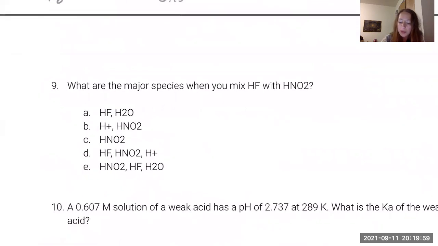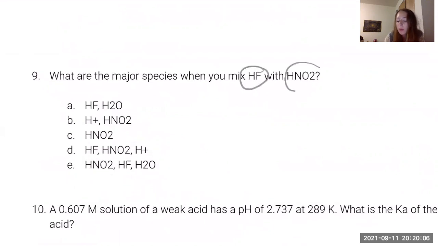For number 9, we're just looking at major species, and yeah, so we're basically dealing with 2 weak acids here. These actually really look like strong acids because HF kind of looks like a strong acid, but it's not. It looks like HBr, HI, all those, HCl, but it's a weak acid. HNO2 also looks like a strong acid, but it's actually a weak one, right? HNO3 is a strong one, but HNO2 is a weak acid.